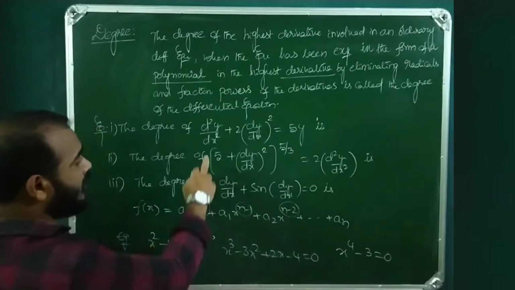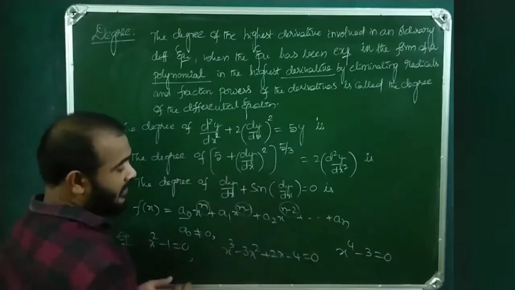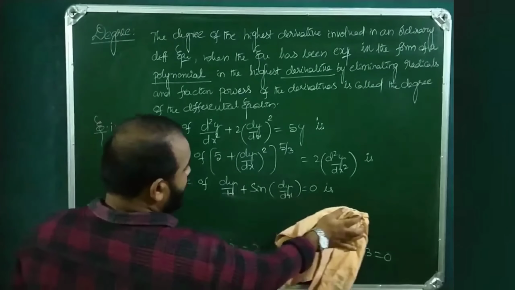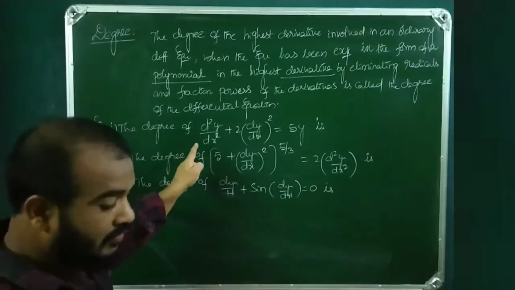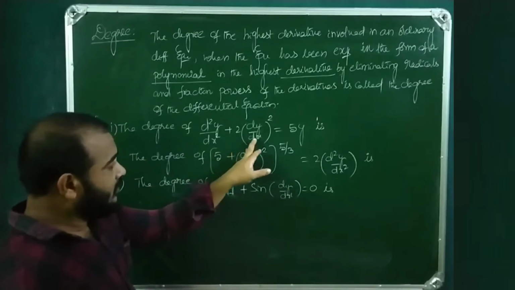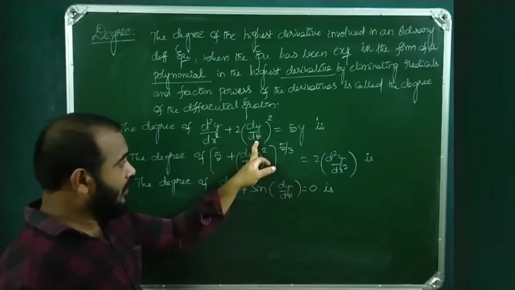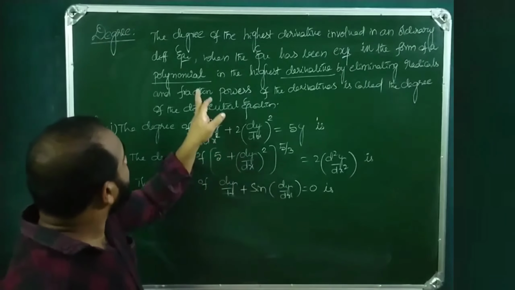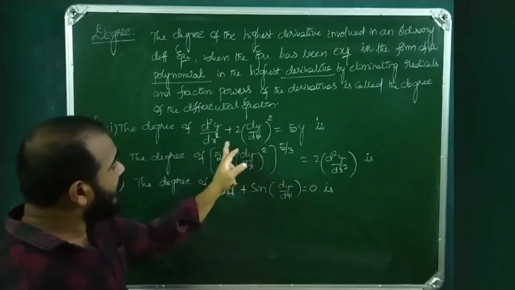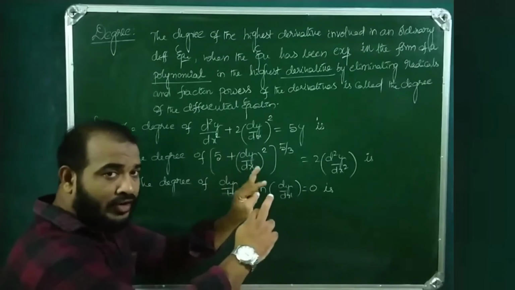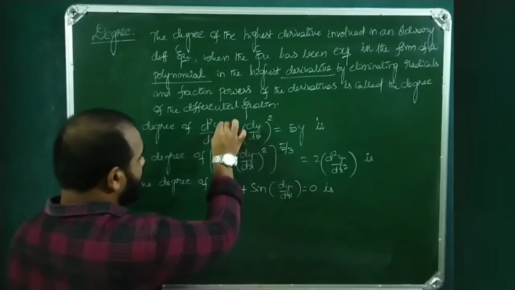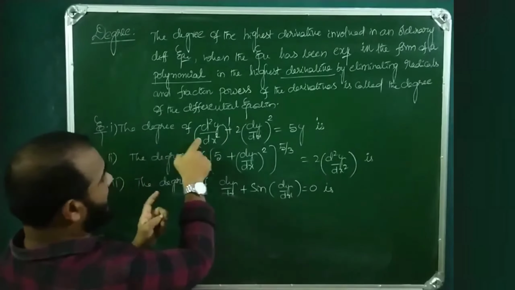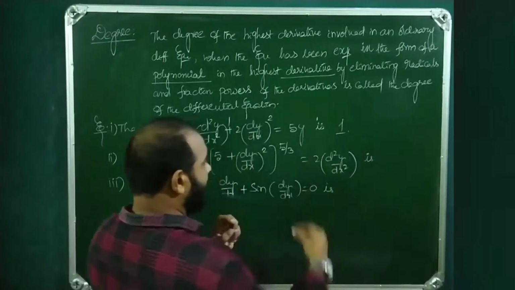That means, here, d square y by dx square plus 2 (dy by dx) whole square plus 5y. If I take this example, what is the degree of this? This is the first order derivative. This is the second order derivative. Which is the highest derivative? The second order. The second order derivative's power is how much? 1. So therefore the degree of this is 1.